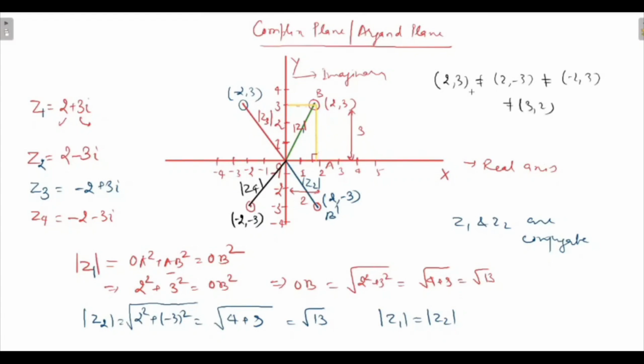So 2 comma 3 is not going to be equal to 3 comma 2, because in an ordered pair, the first part has to be equal to the first part and the second part has to be equal to the second part. So that's the reason for a complex number also, real part has to be equal to real part, imaginary part has to be equal to imaginary part. This is what in the very first class I was trying to mention.